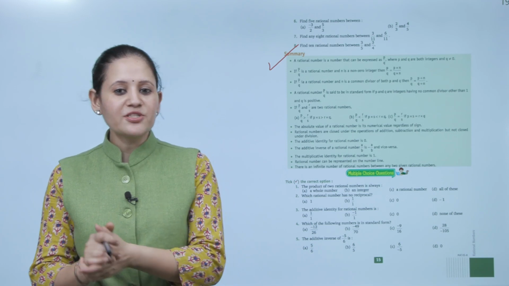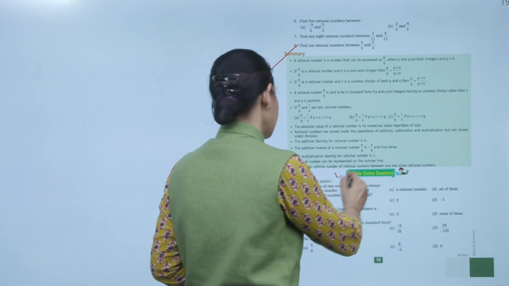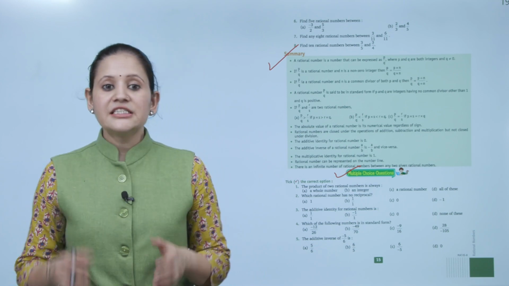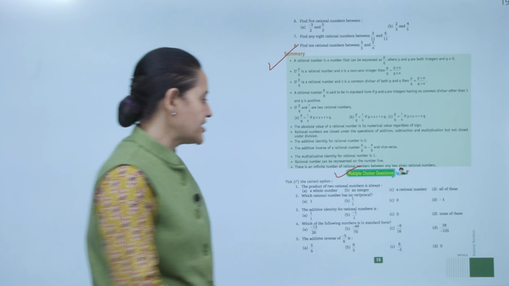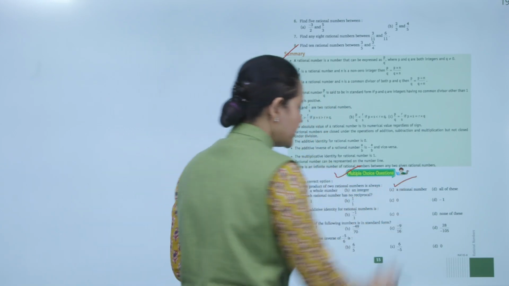Next are multiple choice questions. Choose the correct option. The product of two rational numbers is always a rational number. So C is the correct option here.